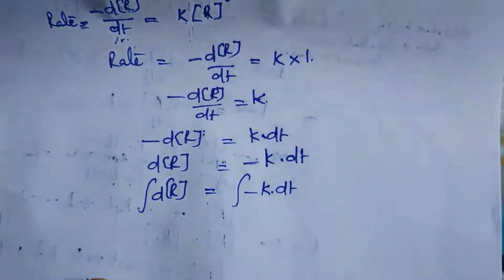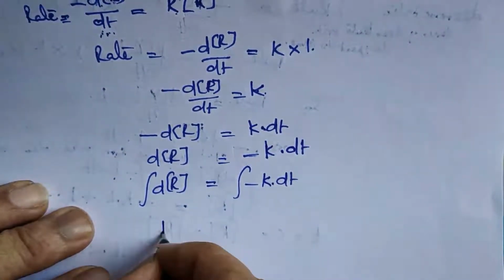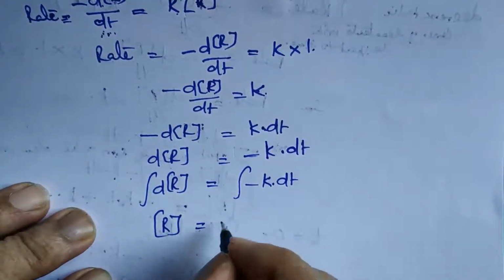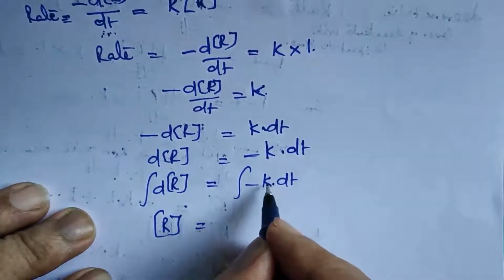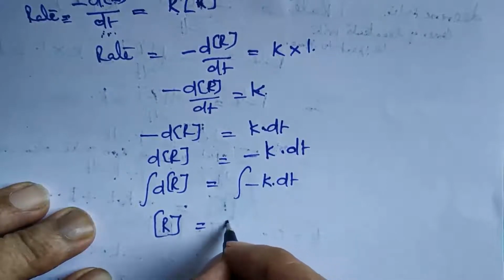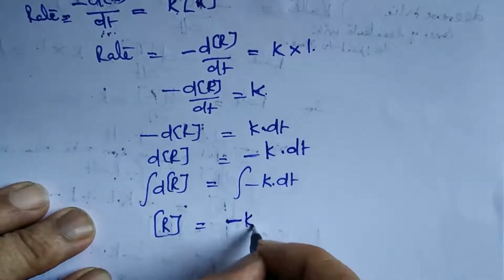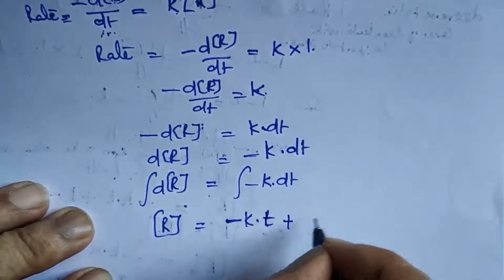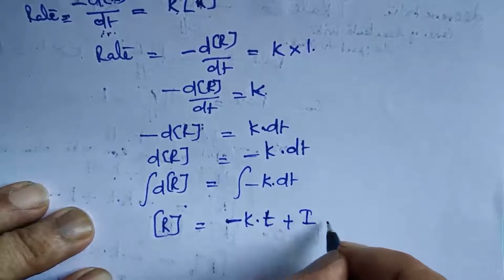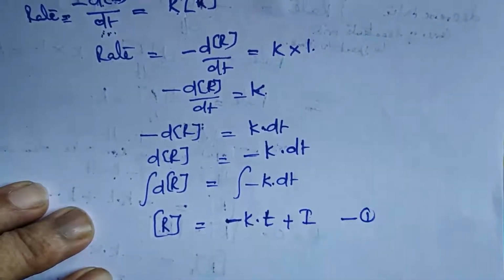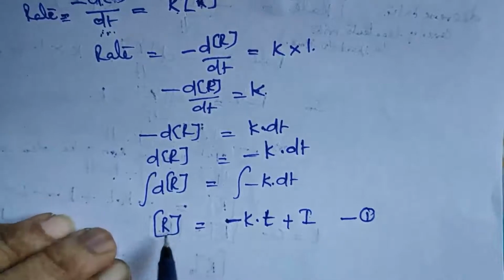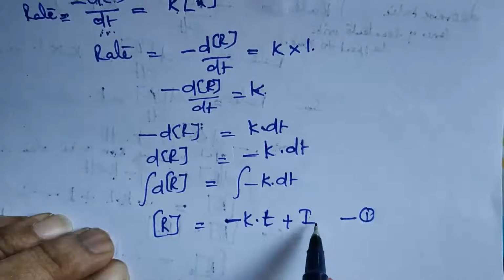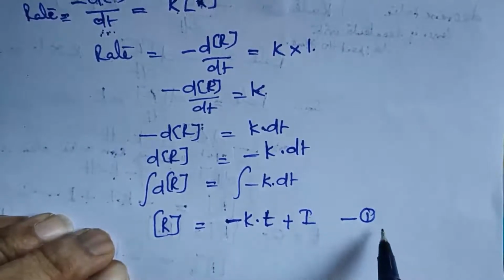So we will get R, the concentration of R, integral dR becomes R, is equal to minus k, since k is a constant, into t, so minus kt plus I, where I is the integration constant. This one is the first equation. So the equation we get after integration is R is equal to minus kt plus I, where I is the integration constant.